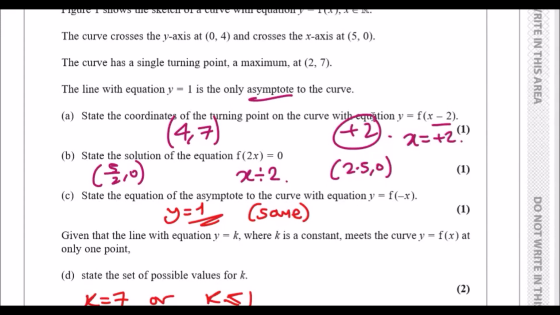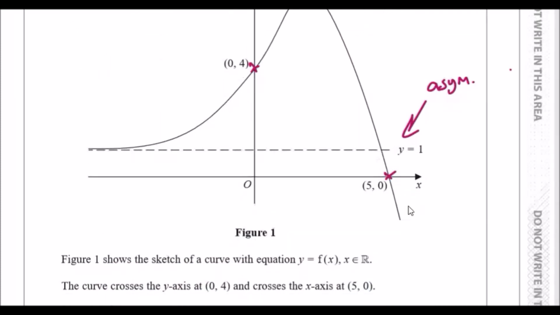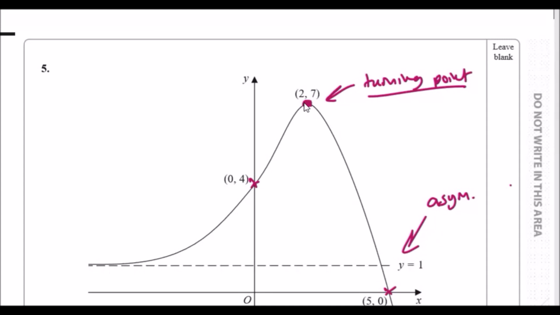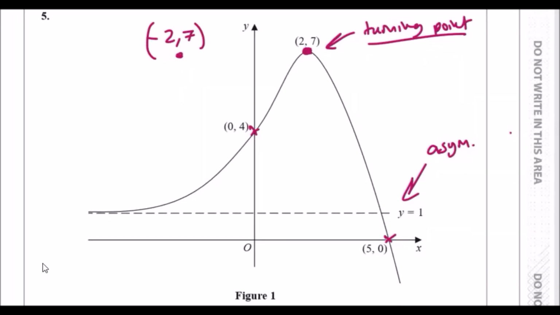So that's easy. Now C, state the equation of the asymptote to the curve with the equation y equals f(minus x). In this case, all the x values are flipped, you just flip the signs. Previously we had (2, 7), which will now appear here as (minus 2, 7). (5, 0) down here will appear on the left side as (minus 5, 0). (0, 4) is the same because flipping 0 is still 0. So all that really happens is just a nice transformation, and it's going to be kind of hard to sketch.